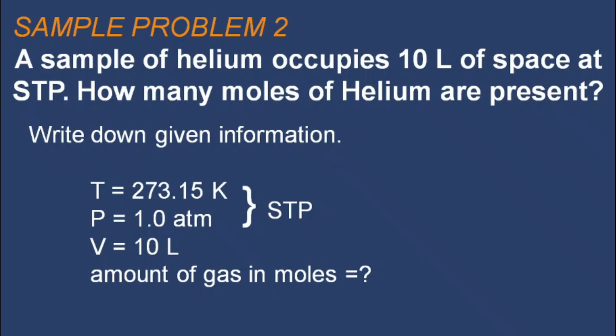Sample problem number 2. A sample of helium occupies 10 liters of space at STP. How many moles of helium are present? So these are the information. STP is the standard temperature and pressure. The standard temperature is 273.15 Kelvin, and the standard pressure is 1 atmosphere. Volume is 10 liters. So we are looking for the amount of gas in moles.